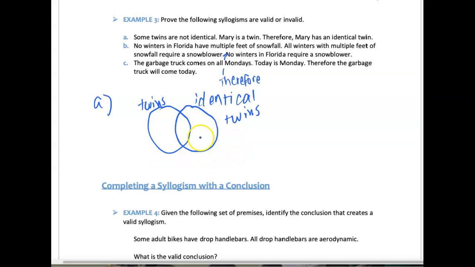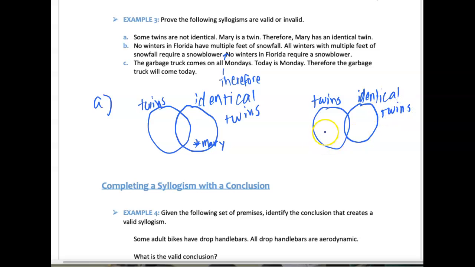Let me show you what I mean. I could put Mary right here, in which case Mary would have an identical twin, because she's here in the identical twin area. But we have to consider all the possible different things this could look like. So you could have twins here, identical twins here. But what if Mary were over here?